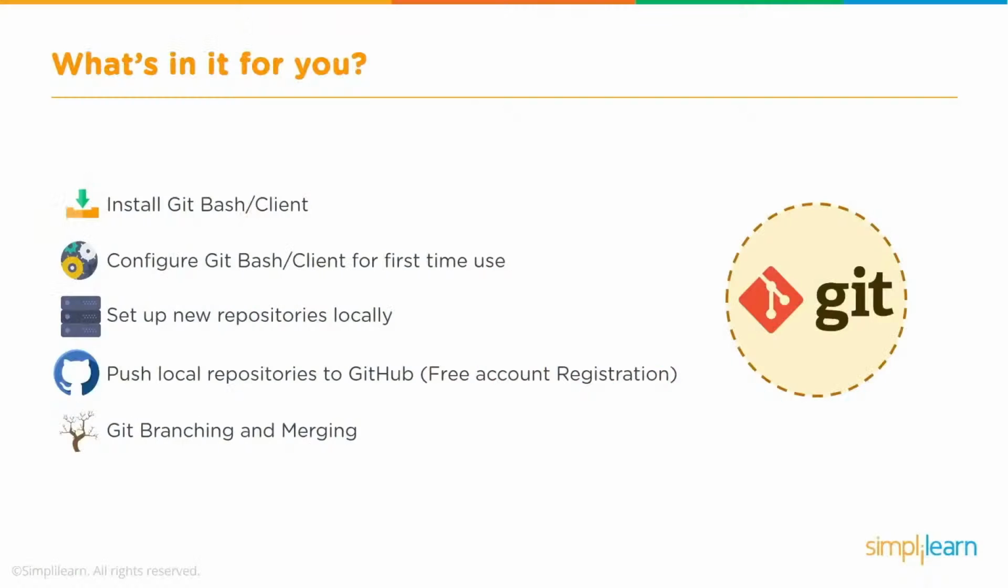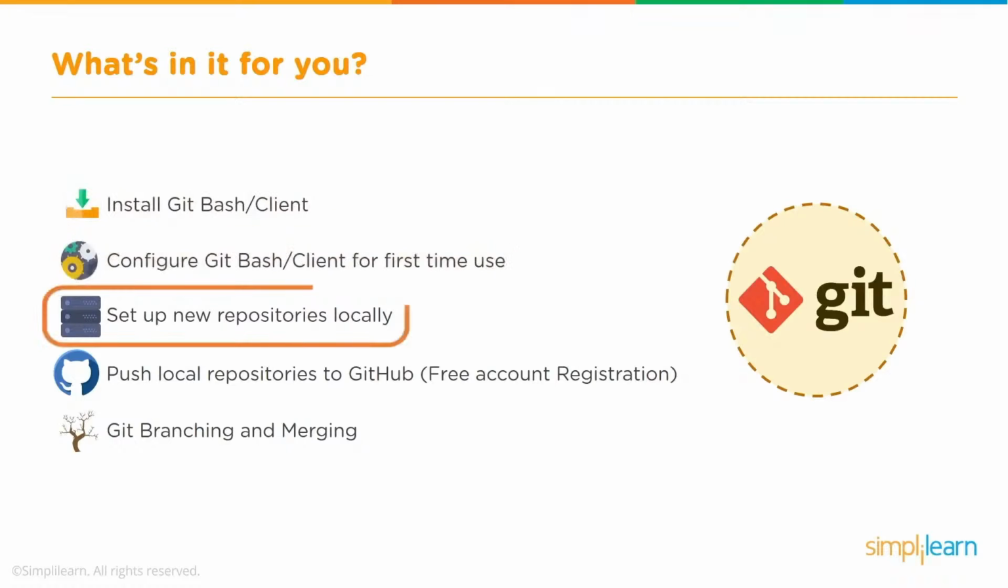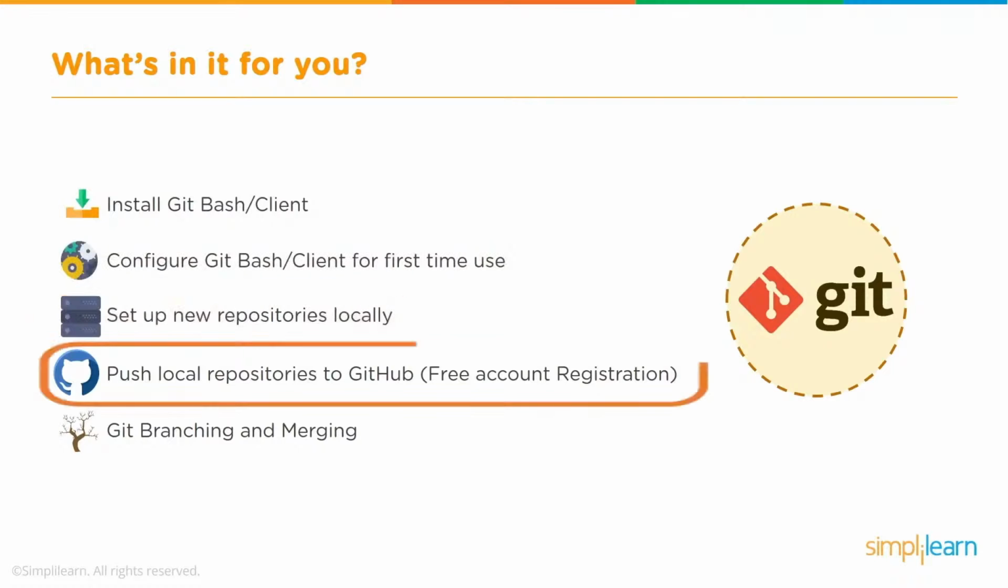Today, I'm going to cover a few essential Git commands and walk you through a demonstration for most of it. I begin by installing Git Bash or the Git client and configuring it for its first time usage. Once I'm done with configuring the Git client, I'm going to spin up a few repositories locally and work on these repositories using Git commands. Once I'm happy with my local changes, I'm going to commit a few of them and then push these changes to a Git server of my choice.